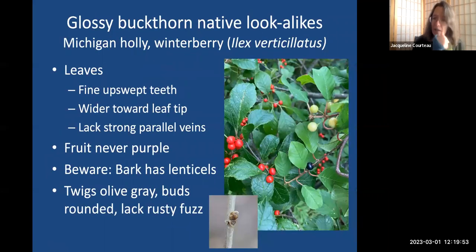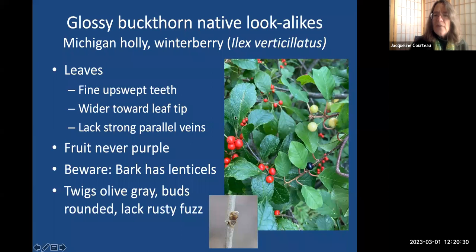Another look-alike is the photo that I started with of Michigan holly or winterberry, Ilex verticillata. And you can see them side by side here. In this picture, you can see how different those leaves are. The shape is a little bit similar, but the Michigan holly here has fine upswept teeth all along the margin. Actually, if you hold the leaf parallel and look at it, you'll see that those teeth actually sweep up from the surface of the leaf.